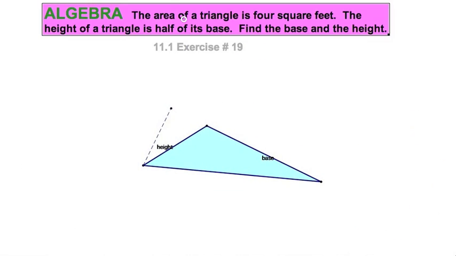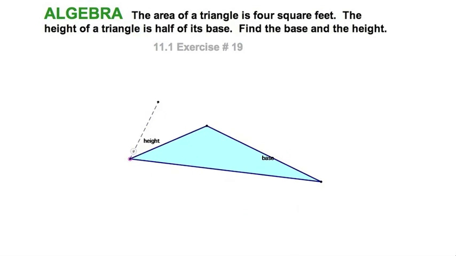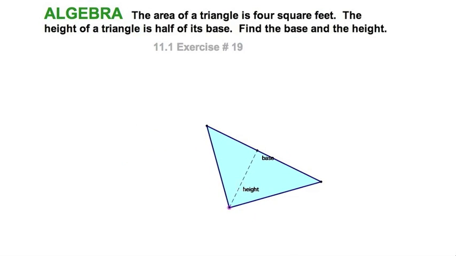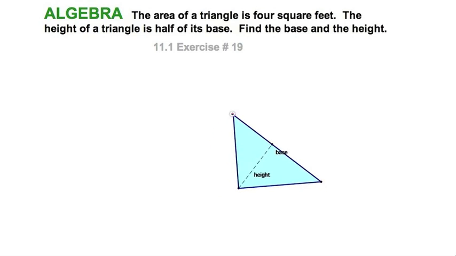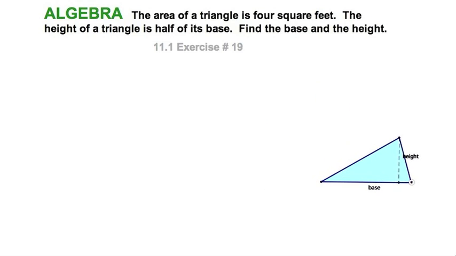Let's use our algebra skills to solve problem number 19 in our textbook. I've already got a figure drawn here. We've got a triangle where the height is 1/2 of the base. And yes, I drew it in an unconventional way. The base does not have to be on the bottom, but we're always used to seeing the figure looking like this. If you're making a sketch, go ahead and make it this way.